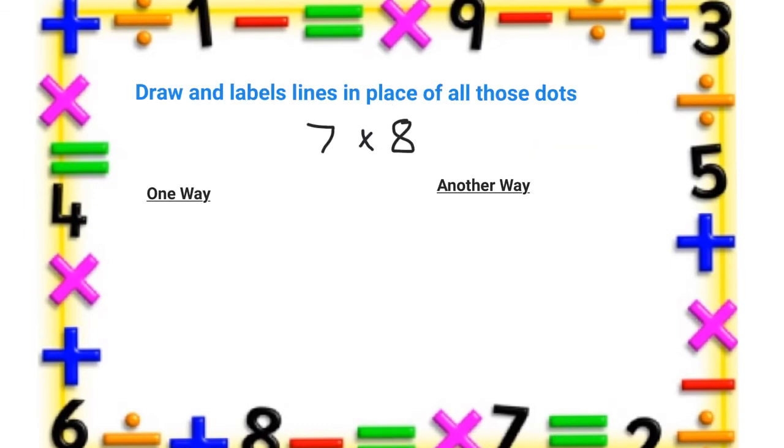But if you want to get really efficient with your arrays, you'll actually want to stop having to draw all those dots in the first place. And so instead of drawing dots, we can draw lines to represent them. So for example, if I need to do 7 times 8, I could do 7 rows, but to represent 8 in each row, I'm going to just draw a line and put an 8 there.